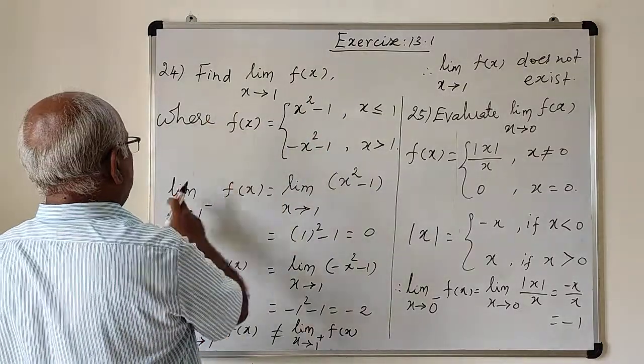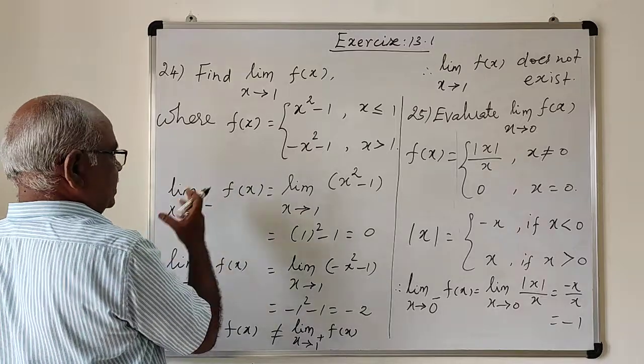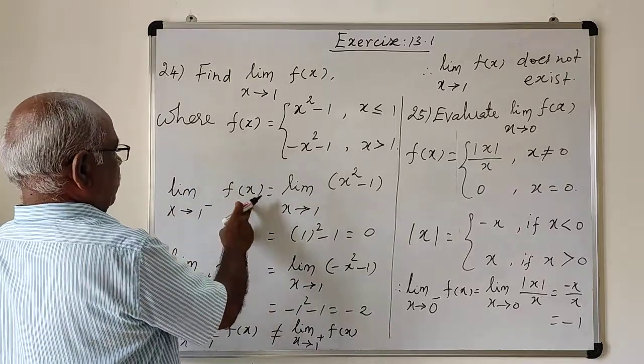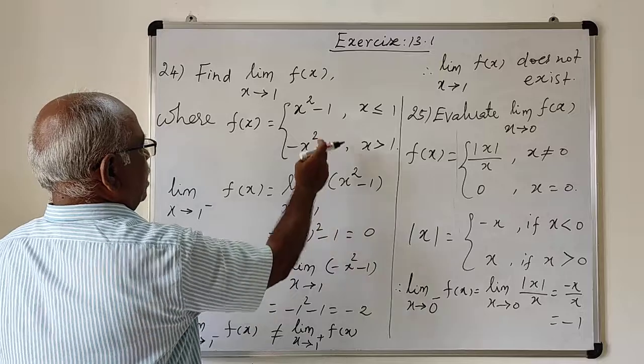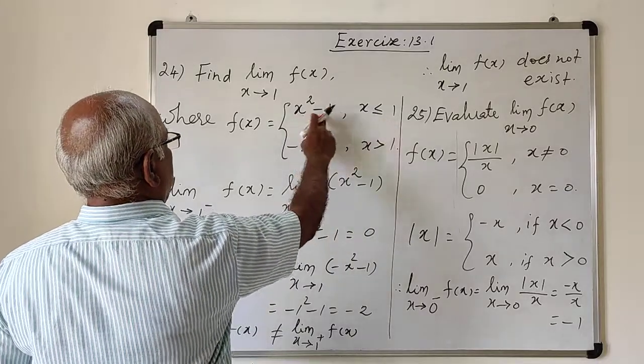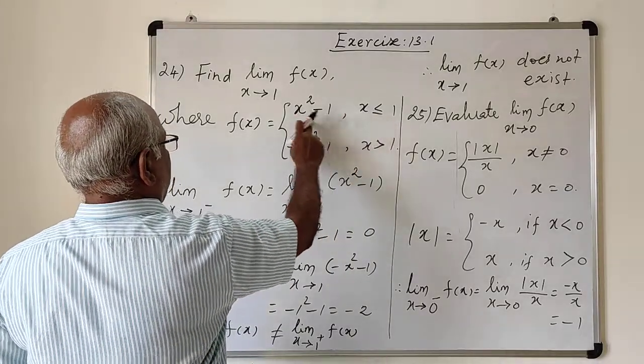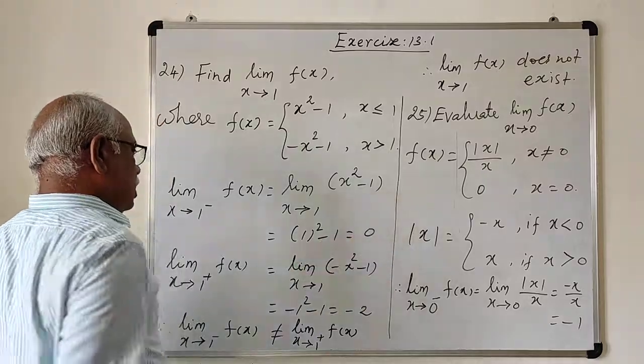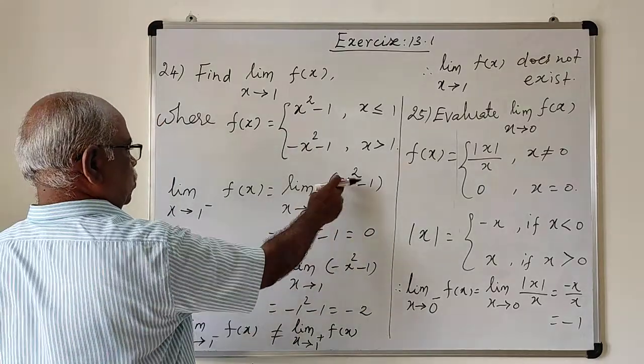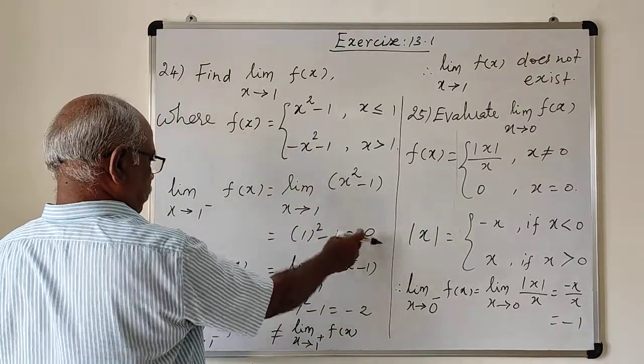For that, first I am going to find limit x tends to 1 minus, the negative side of 1. F of x, for x less than 1, is x square minus 1. Therefore, this is 1 square minus 1, and 1 minus 1 is 0.